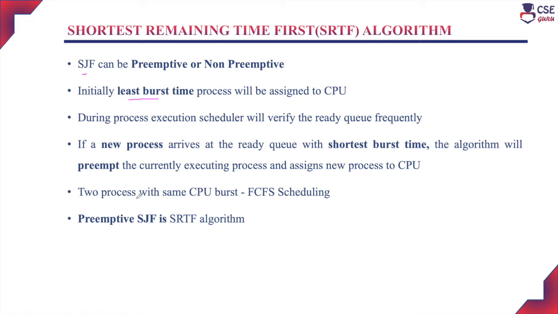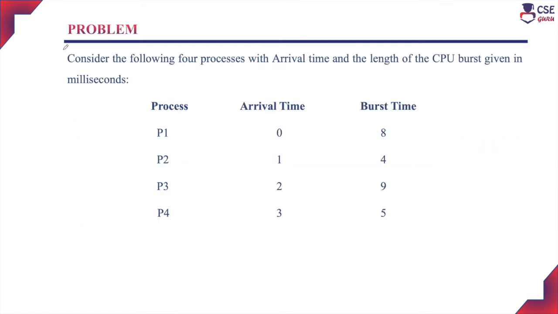In this case also, if any two processes have the same CPU burst time, the scheduler will implement FCFS scheduling for those two processes. So, the preemptive SJF algorithm is called the SRTF algorithm. But in the non-preemptive SJF algorithm, once the process is assigned to the CPU for execution, it will not be preempted. Now, we will solve a problem based on the SRTF scheduling algorithm.